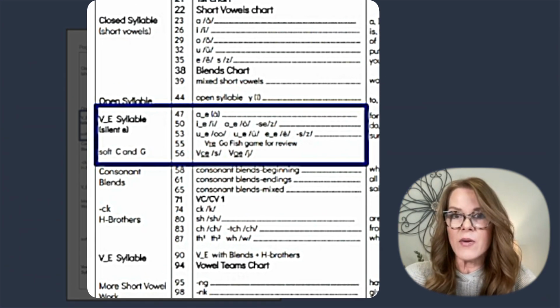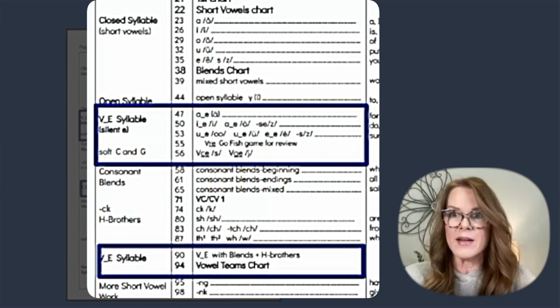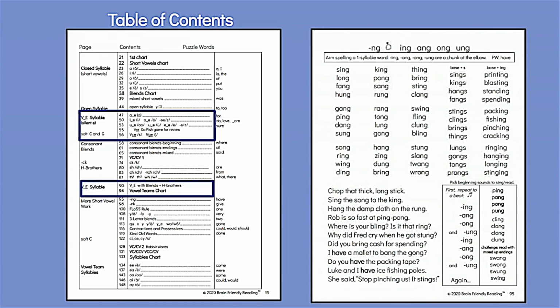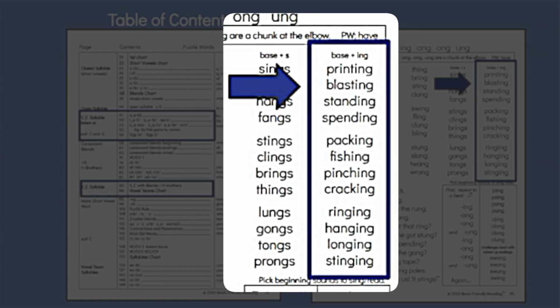We can see that vowel consonant E syllables are taught after teaching short vowels, and then again after teaching the blends and H brothers. The suffix ing first shows up on the NG lesson page, which is the lesson immediately following the vowel consonant E with blends and H brothers lesson. A list of base words with ing suffixes is here in the right-hand column of the lesson page. So a good place to introduce this skill is after teaching this lesson.